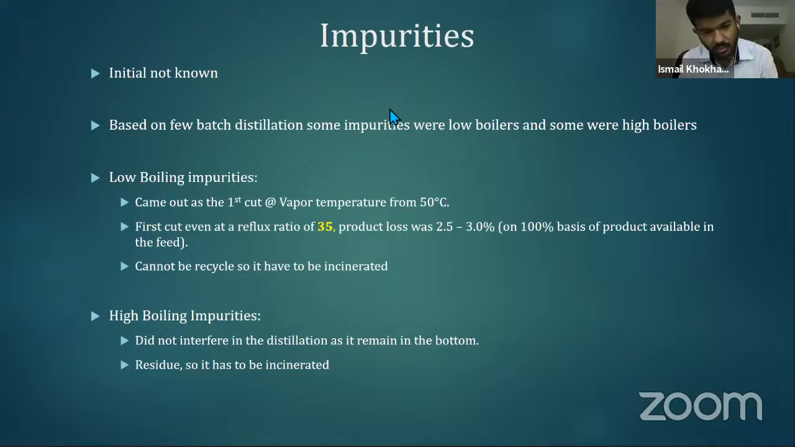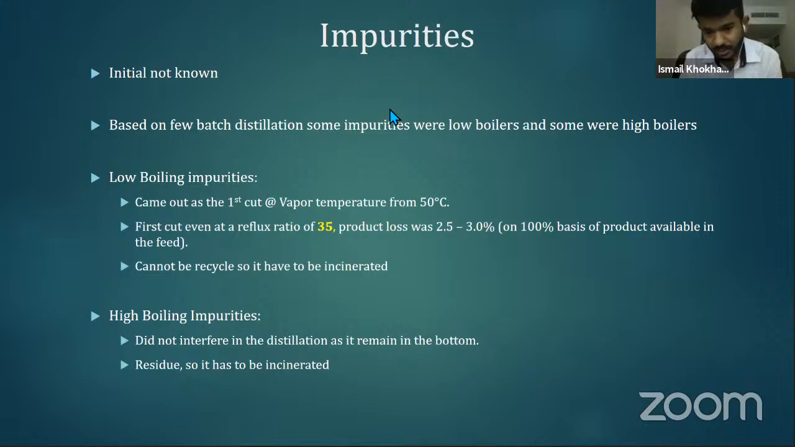But our concern was that a lot of product was being lost in the first cut as well. Even at a reflux ratio of 35 in the distillation column in the lab, still 2.5 to 3% of the product on a 100% basis was lost in the first cut. It means this first cut was of no use. This was directly going to incineration. So burning 3% of your product was a matter of concern for us.